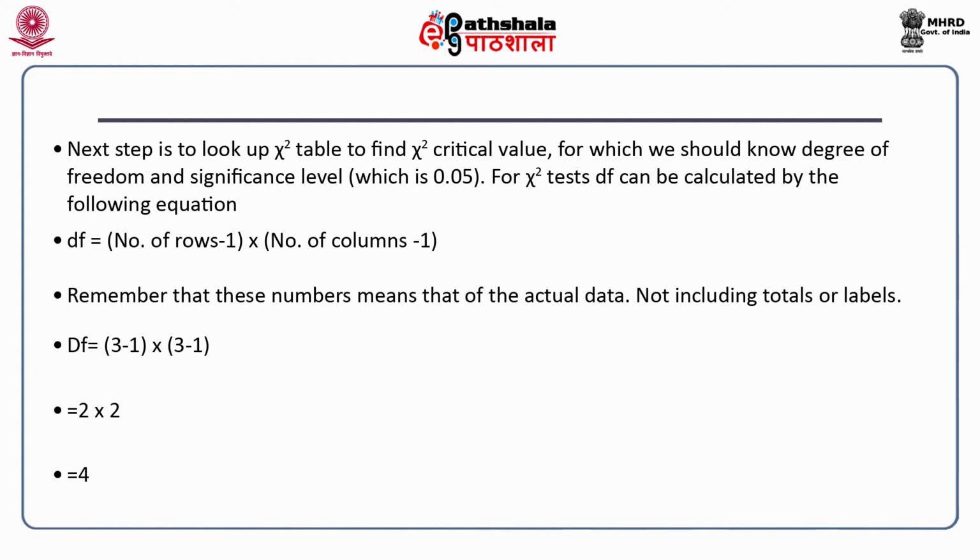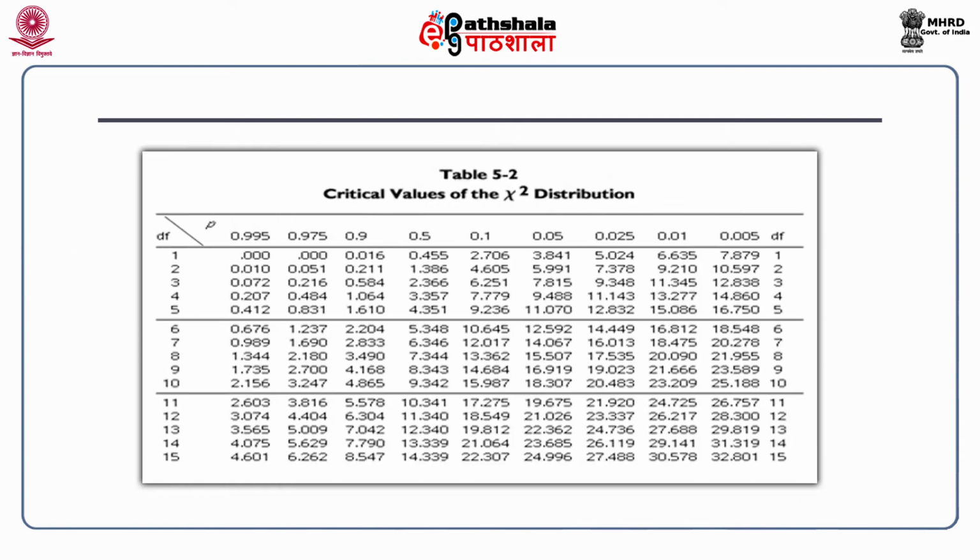So that is our degree of freedom, and we have to look up that number under 0.05. In this particular slide, the critical values of the chi distribution, you have to go to the column 0.05, that is our significance level, while the row is 4. We have already calculated that the degree of freedom for this data set is 4. So the number is going to be 9.488.